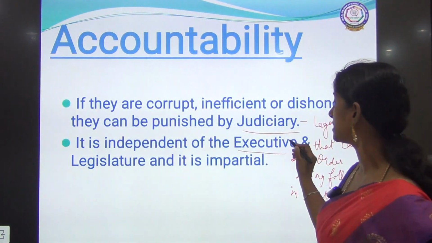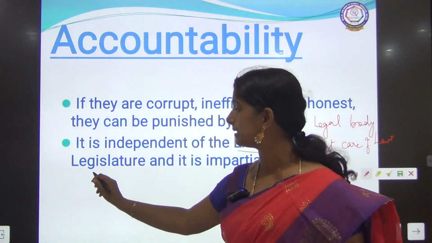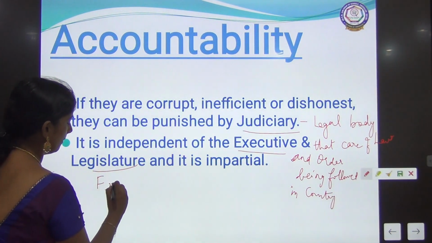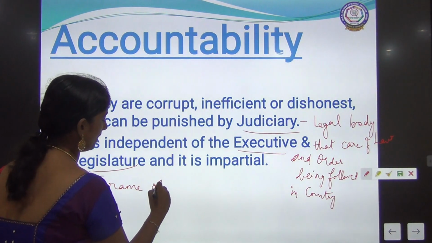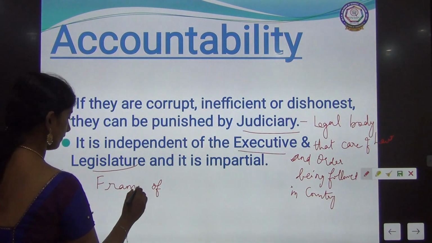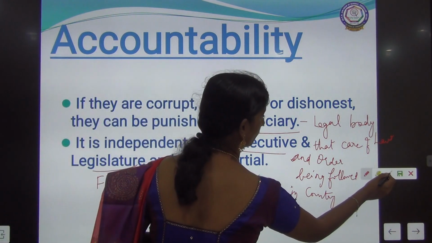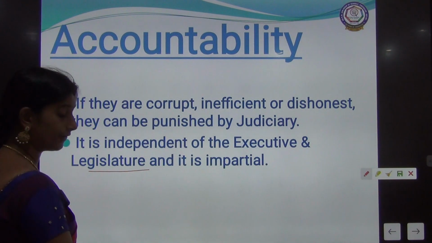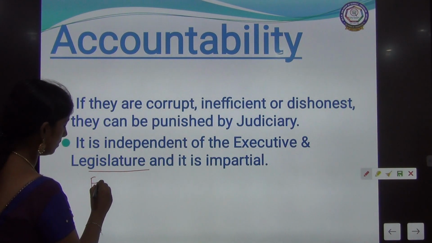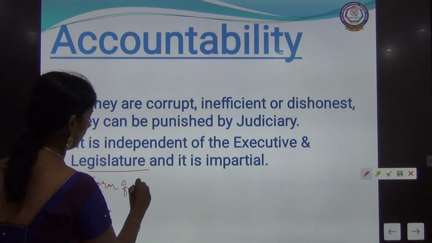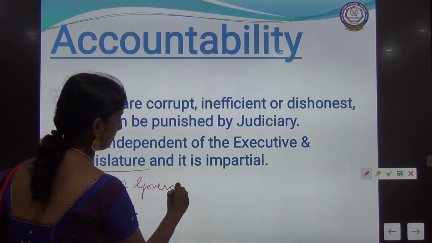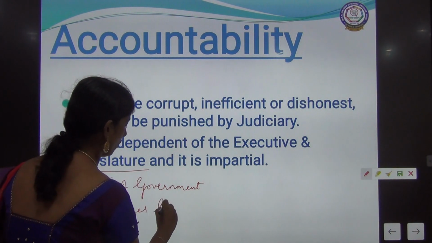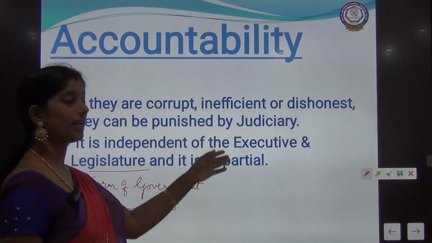See, the legislature is the main part of government which frames the law, right? The legislature is the part of government that frames law, okay. And what about the executive?